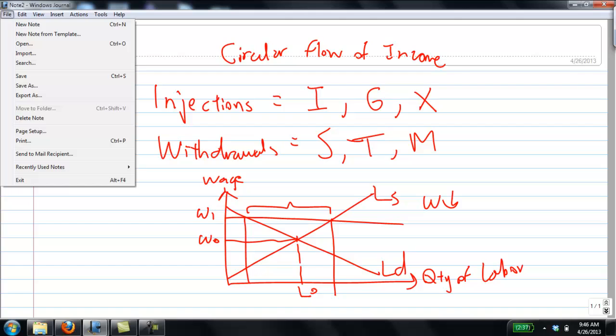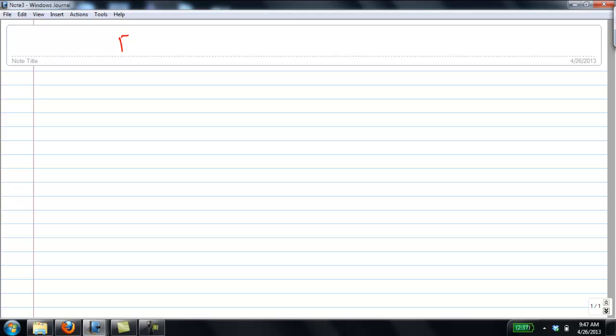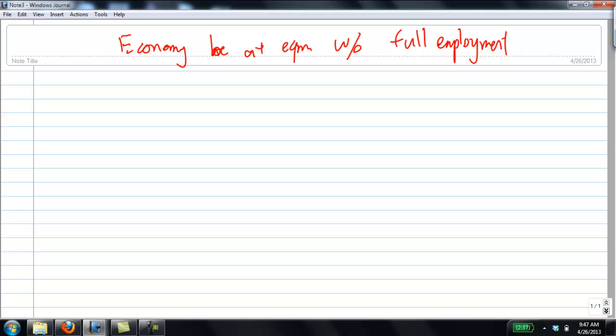But what you probably need to understand is the question: can the economy be in equilibrium without being at full employment? Paraphrasing this, I'm trying to ask, can the equilibrium level of national income be lower than the income that would guarantee full employment?